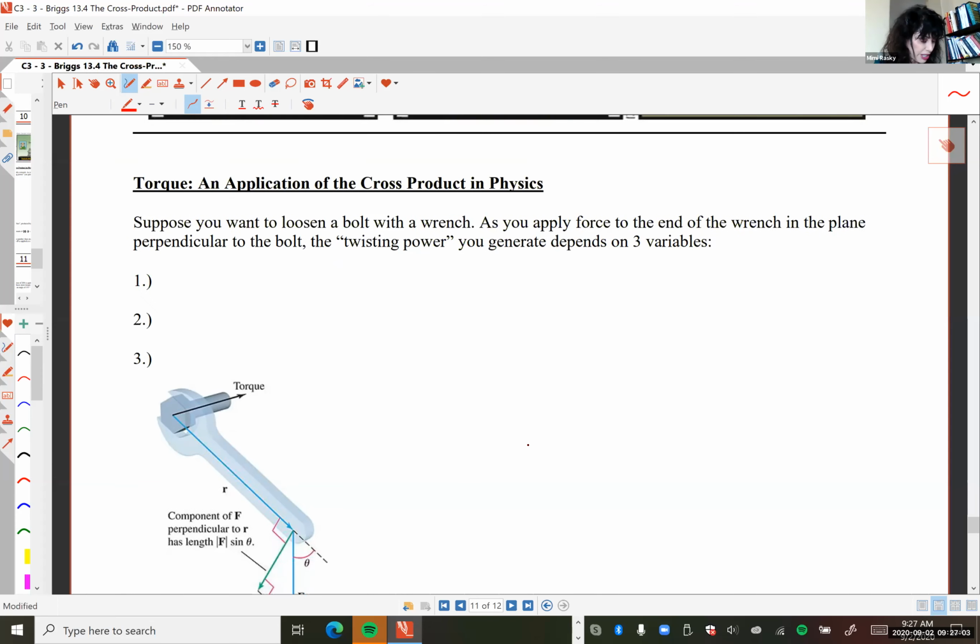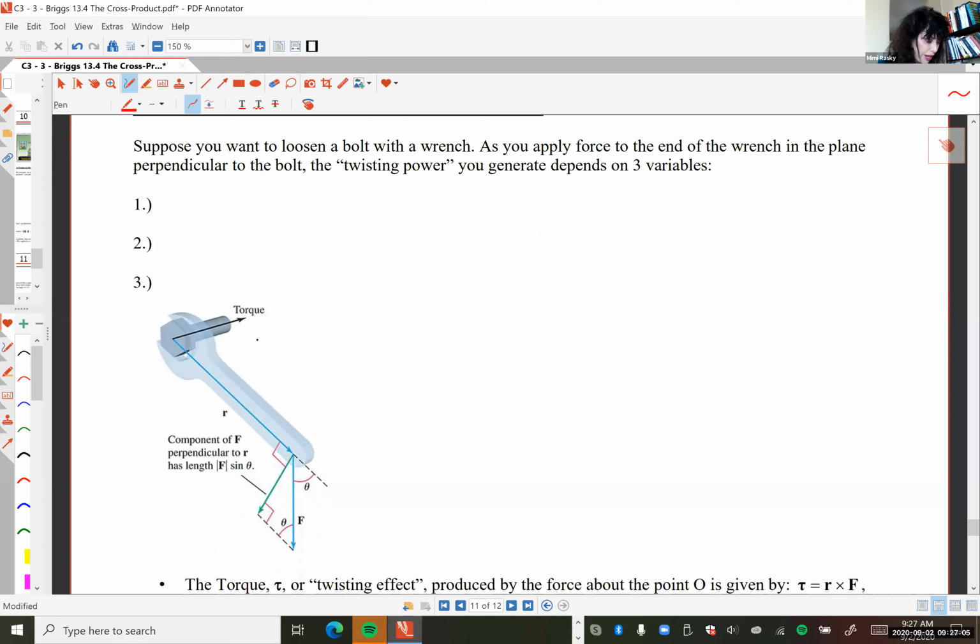So my little picture here, I hope you can get behind. You're trying to apply some sort of force. In this case, the force is a little bit off kilter here. But you have 3 things that you want to deal with. You've got the length of your wrench that comes into the situation here. You have the magnitude of the force that you, the person, are applying to the edge of the wrench.